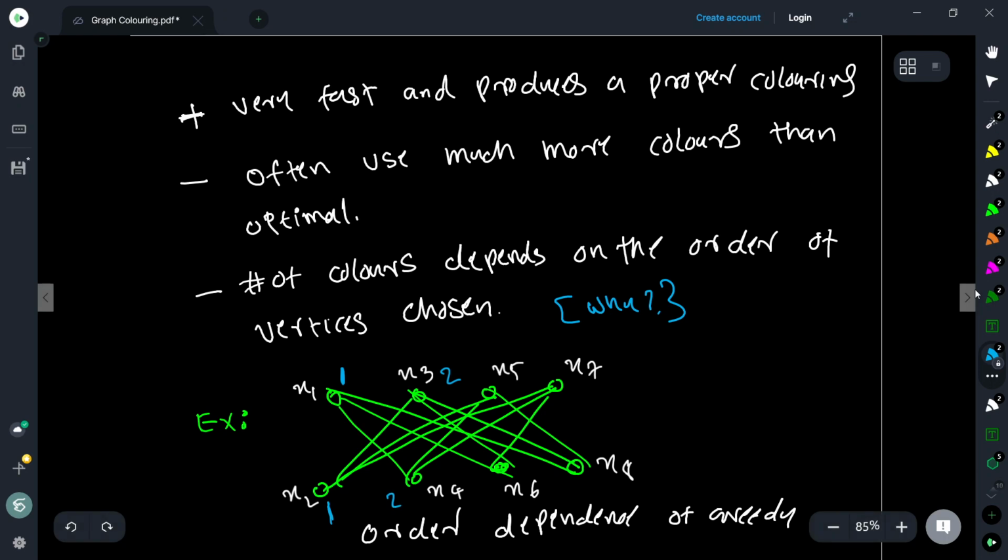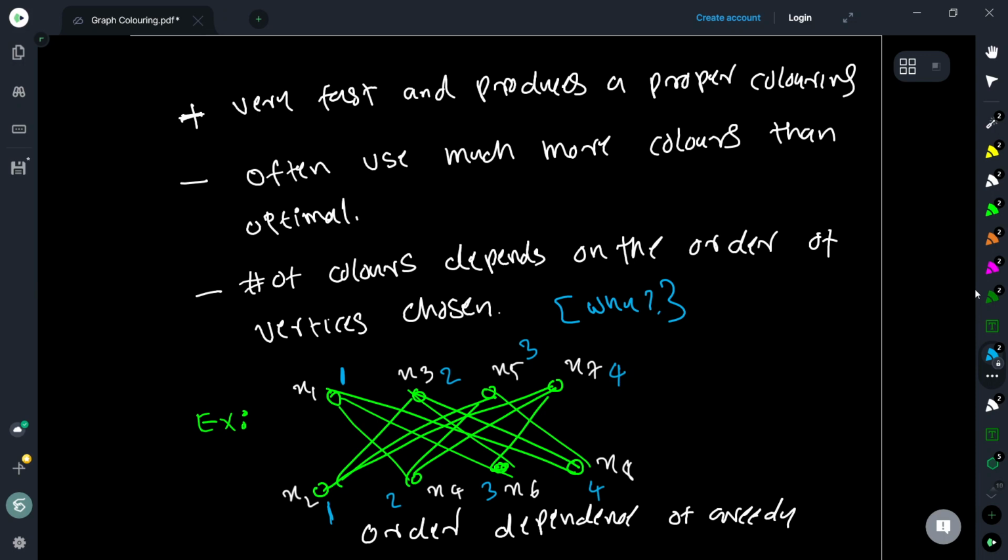Right. These are the pre-colored vertices. But now when I choose x5, x5 is adjacent to both x2 and x4, which are colored 1 and 2. So I cannot give 1 or 2 here. So I have to use color 3. Similarly here, then I have to use color 4 here and 4 here. So instead of 2 colors, I ended up using 4 colors.